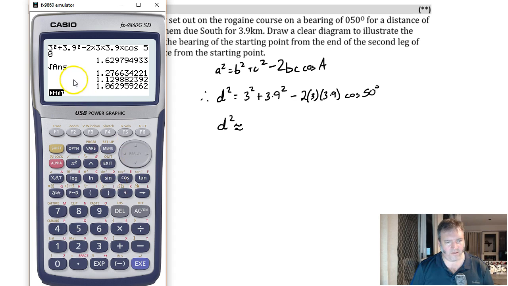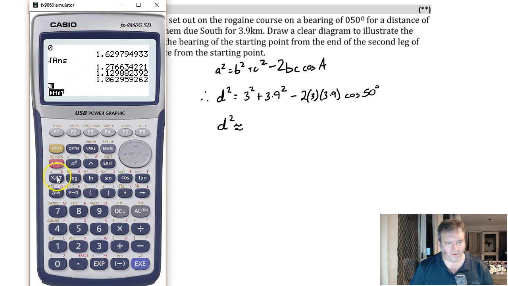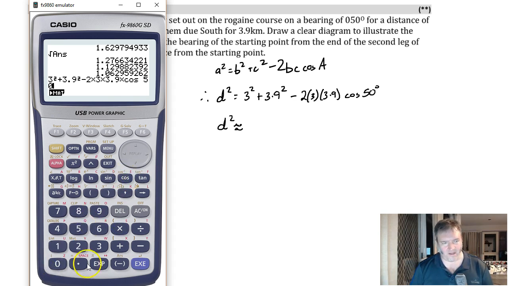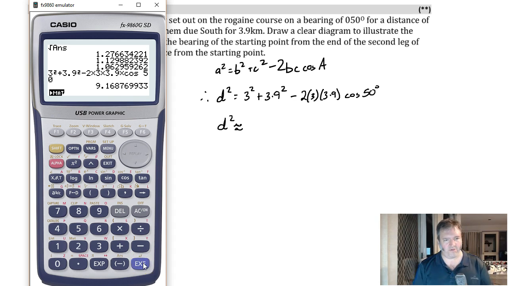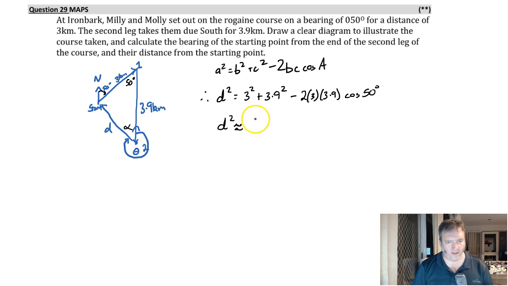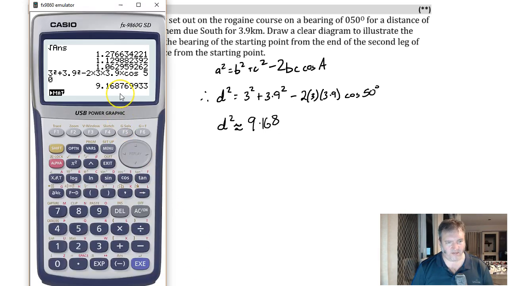So let's go ahead, and you can see I typed it in there earlier, but let's just do it again. So 3 squared plus 3.9 squared minus 2 times 3 times 3.9 multiplied by the cosine of 50 degrees. Well, graphics calculator will cope with that fine. D squared is approximately equal to 9.168. Does that seem reasonable to you? 9.168769933. Okay, I didn't round, I truncated.